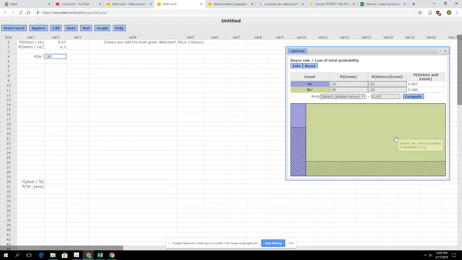Okay. So 24% of the time, people that are telling the truth are detected as liars. Or more importantly, if you tell the truth during a lie detector test, you have a 24% chance, assuming you're Bayesian, of being called a liar.